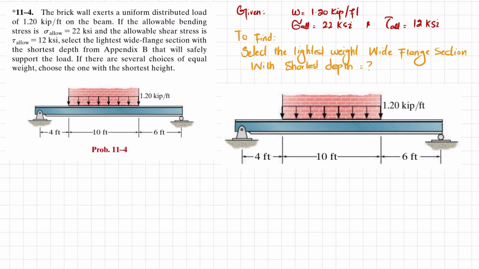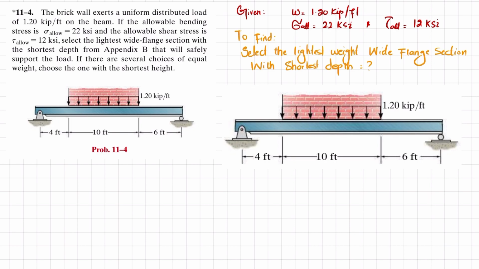Welcome back. Problem 111-14. The statement is: the brick wall exerts a uniformly distributed load of 1.20 kips per foot on the beam. If the allowable bending stress is 22 ksi and the allowable shearing stress is 12 ksi, select the lightest wide flange section with the shortest depth from Appendix B that will satisfy this and support the load. If there are several choices of equal weight, choose the one with the shortest height.